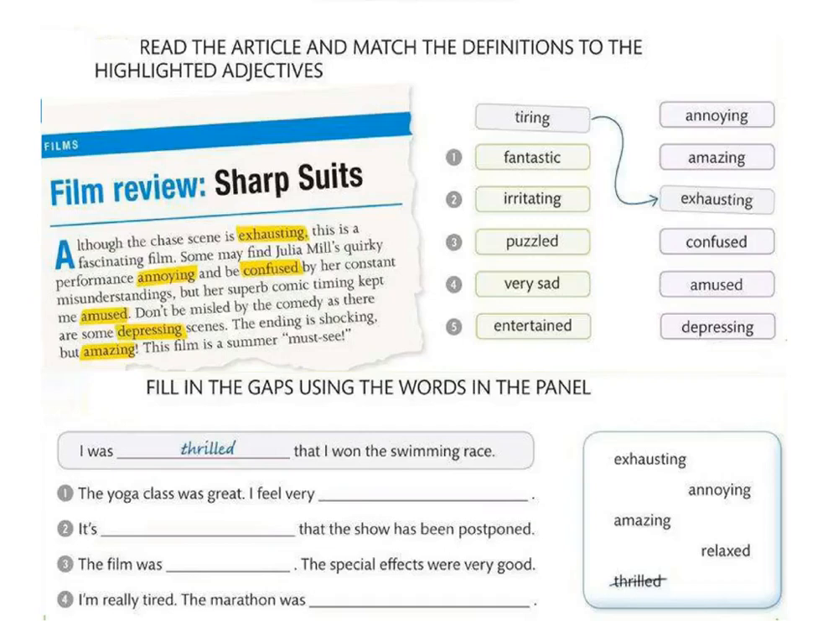Number one, fantastic. Fantastic is amazing. Number two, irritating is annoying. Irritating or annoying, meaning disturbing. Number three, puzzled. When you feel puzzled in English, it means you are confused. You are confused. Number four, very sad. It means depressing. Number five, entertained.